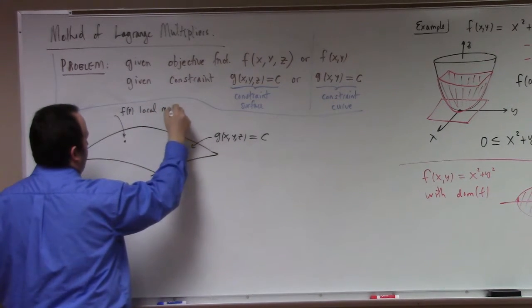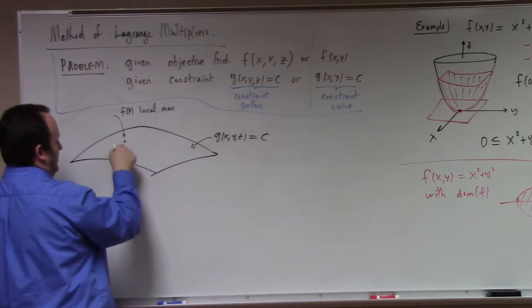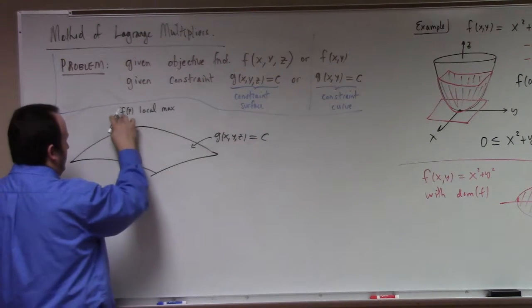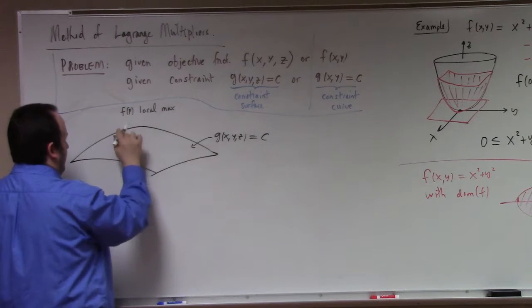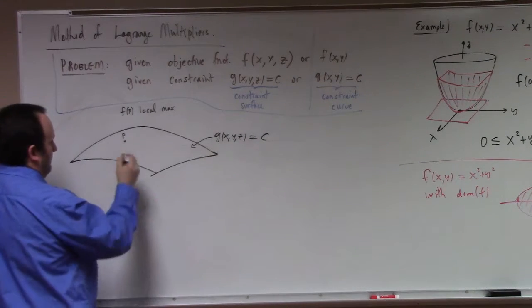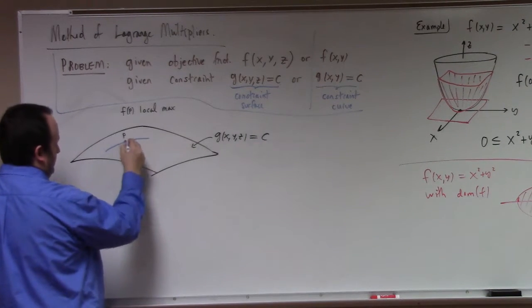Right there. So if that point on the constraint surface is the point where f attains a maximum, what does that mean? That means that if we look at paths that pass through P, what can we say about those paths? Like this one, for example.